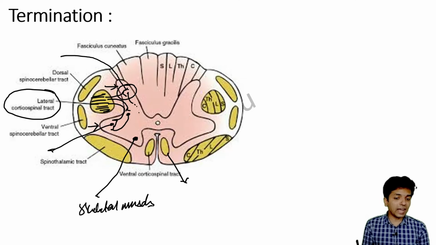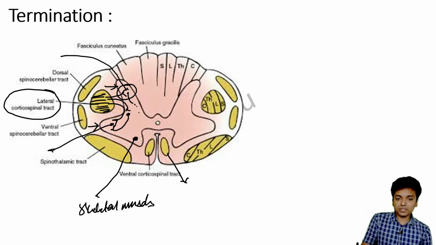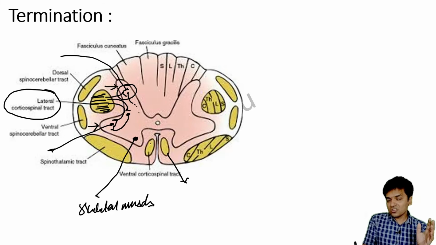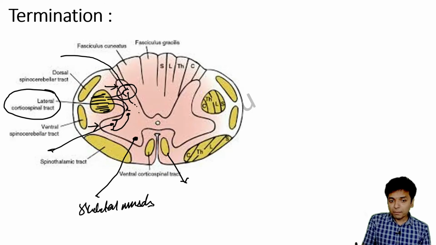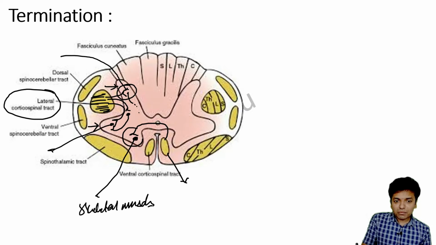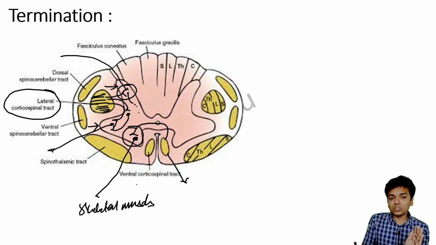Now what about the anterior corticospinal tract fibers? I said that the anterior corticospinal tract fibers do not cross at the level of the medulla, but they cross over at the level of the spinal cord, and they terminate onto the alpha motor neurons present in the medial half of the ventral gray horn.